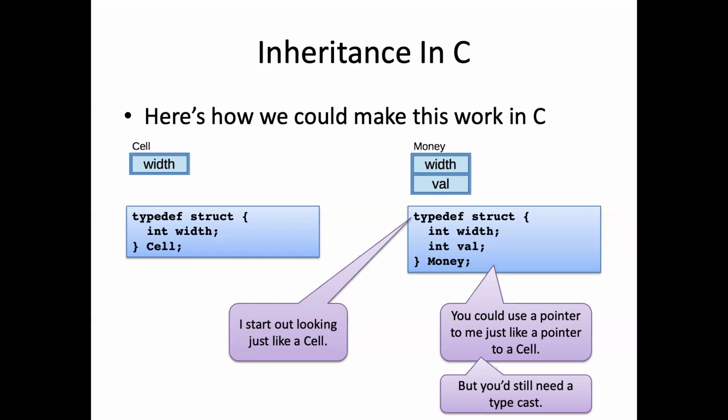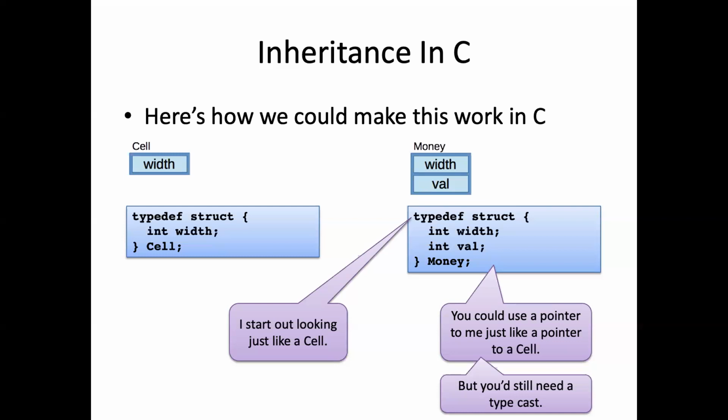The thing we don't get that object-oriented languages give you is we had to do this ourselves. When we're making this thing that we expect to work like a subclass, we had to be careful and make it start out with a copy of exactly what the superclass has. A real object-oriented language would do that for you. You would be able to say, I want to make a money struct, and I want it to inherit from this other struct. And the compiler would make sure that it gets copies of everything that its superclass is supposed to have.